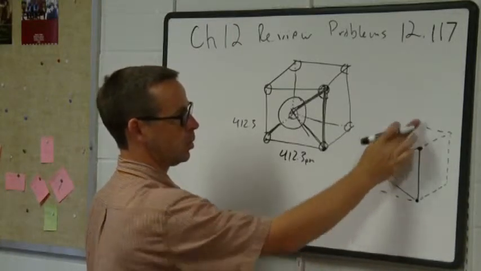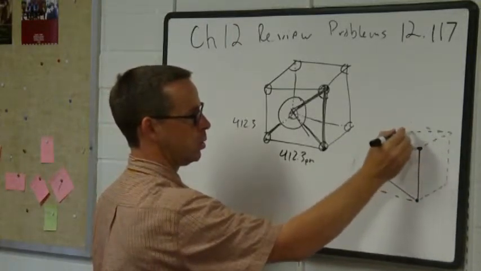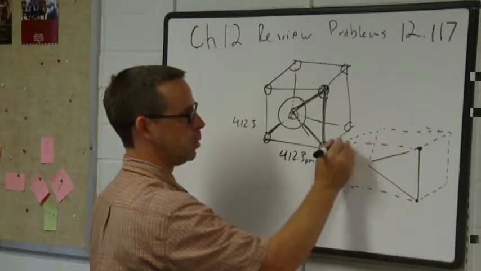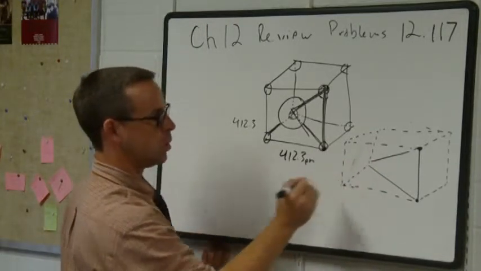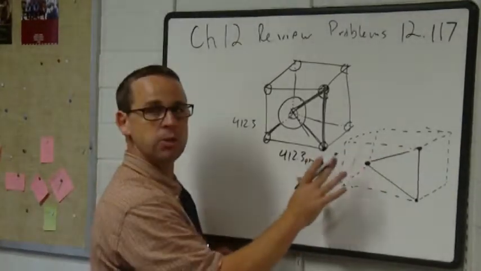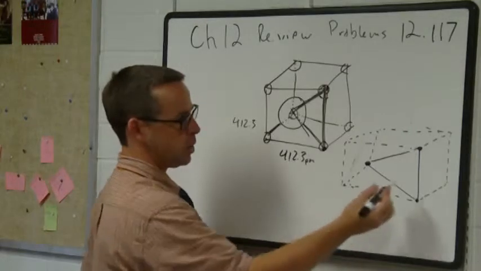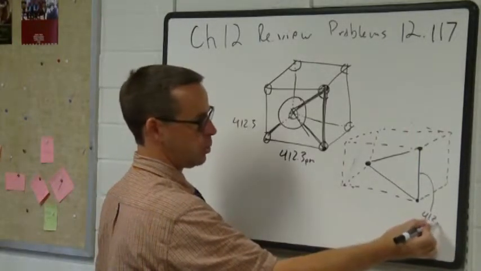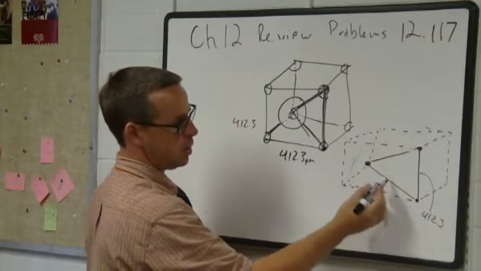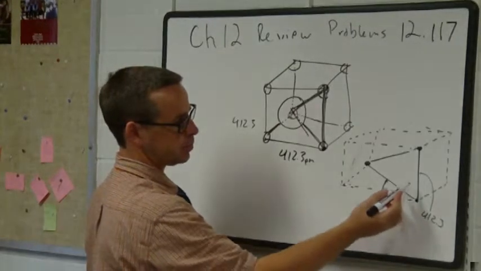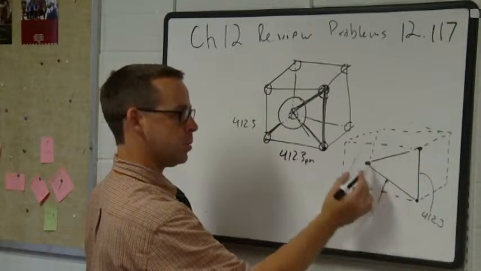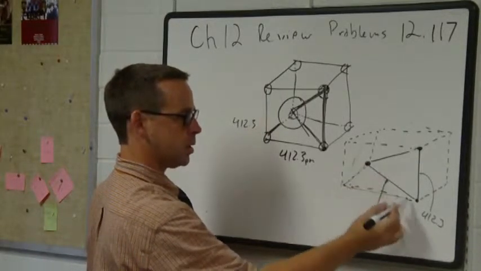Good. Let's try that one more time. Okay, so this is the triangle we're trying to get. Hopefully you can visualize what we're looking at. What it tells us is we can take this length, which we are told is 412.3, and then we'll be able to identify that length right there. If I take this length and this length, it's diagonal.